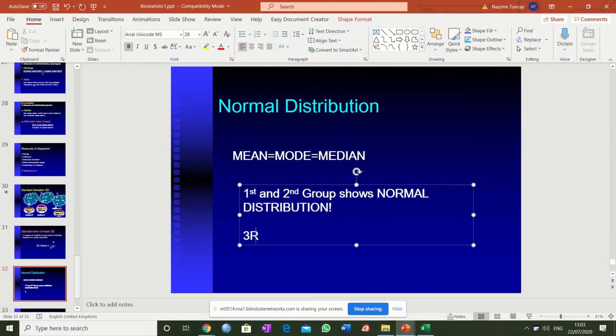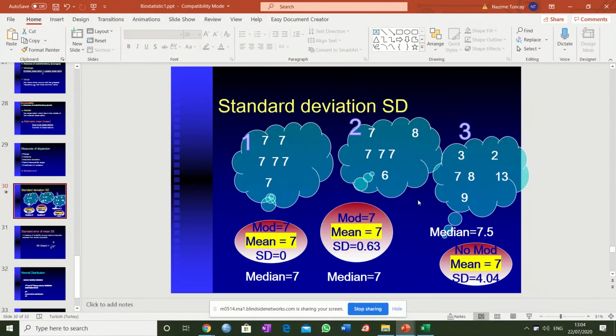And the third group, okay, third is not normal distribution. Why? Because here we have mean that doesn't equal the median, and we have no mode.